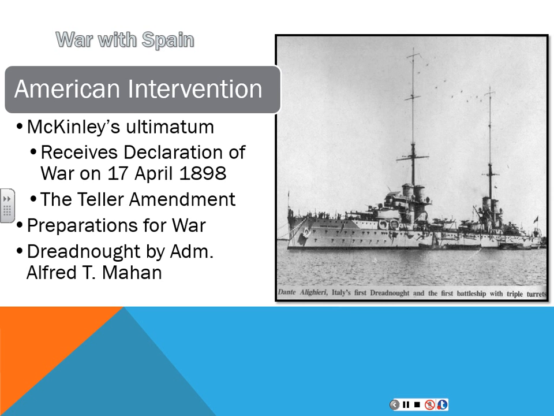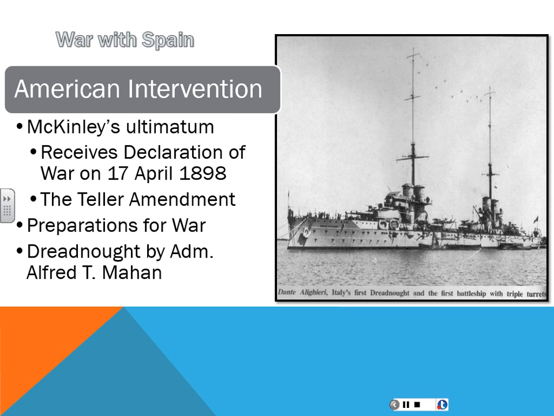Could you imagine if a president said, there's a red line here, and if you cross it, we're going to do something, and that event occurs and the president doesn't do anything? That would not be good. So McKinley says, all right, Congress, Spain has not acceded to our demands, therefore, I ask for a declaration of war. He gets it on April 17, 1898.